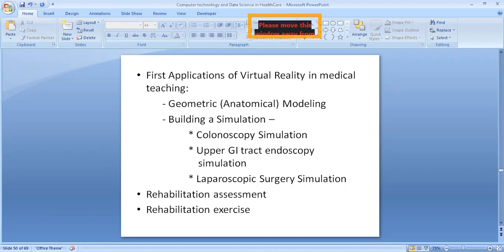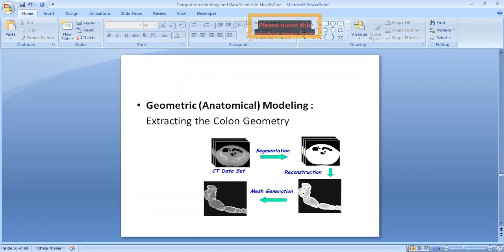The fundamental, or the first, virtual reality application was anatomical modeling, extended to surgical simulations. Today it has been extended to providing treatment under the head of rehabilitation medicine, classified as a rehabilitation assessment as well as a rehabilitation exercise or training, so that the bodily condition of the patient gets improved. So how do we go about anatomical modeling?